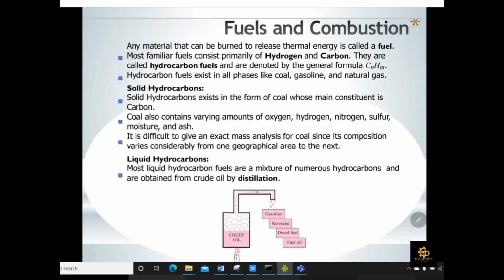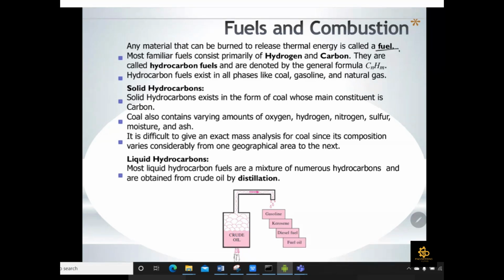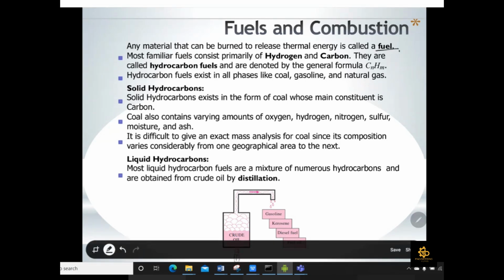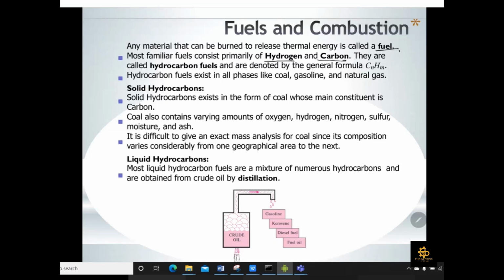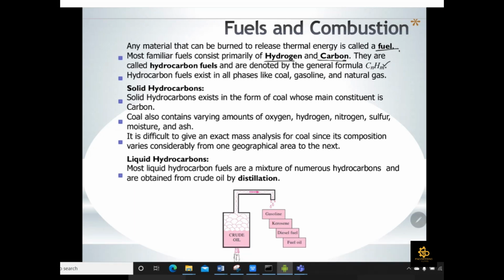Okay, so now when we are talking about combustion, the fuel is the important component. Most of the material that can be burned to release thermal energy is called the fuel. The most common type of fuel consists of hydrogen and carbon. Hydrocarbon fuels are most commonly used in internal combustion engines, and we denote them as CnHm.